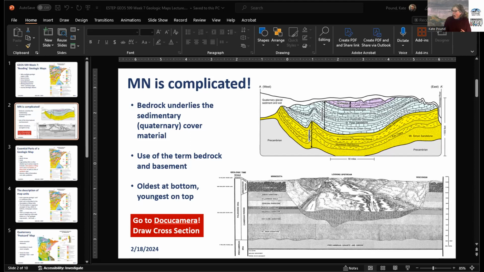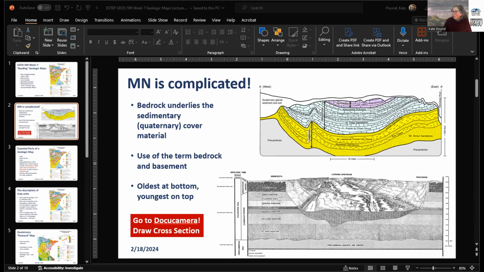So don't worry about the diagrams yet. I'm just going through some terminology here. So bedrock is whatever the rock type that's underneath that sediment on top of it. Basement, it may be bedrock, but it's also used for the oldest or older rock that is down below.